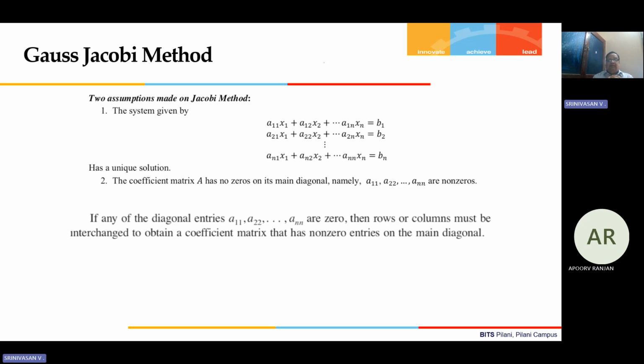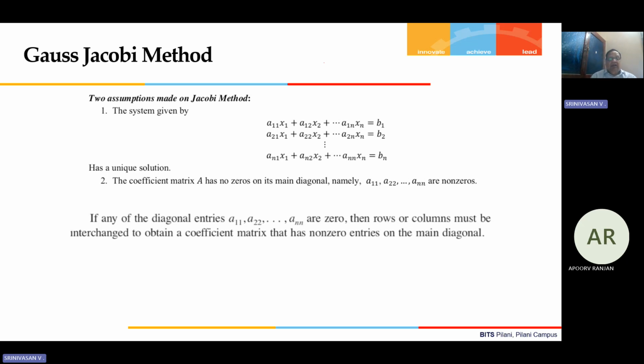But what is important is that the coefficient matrix A has no zeros on its main diagonal, namely A11, A22, etc., ANN are non-zeros. This is not the condition for your Gauss-Seidel. Instead, you had another sufficient condition to check, a strictly diagonally dominant coefficient matrix. But here, you must definitely have this condition that the principal diagonal elements should only be non-zeros.